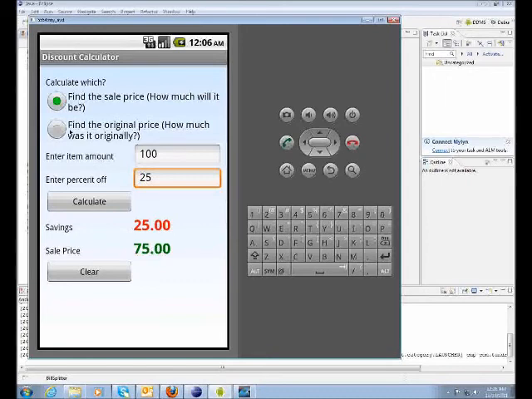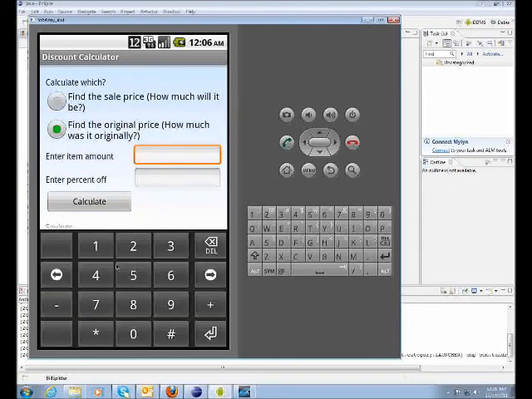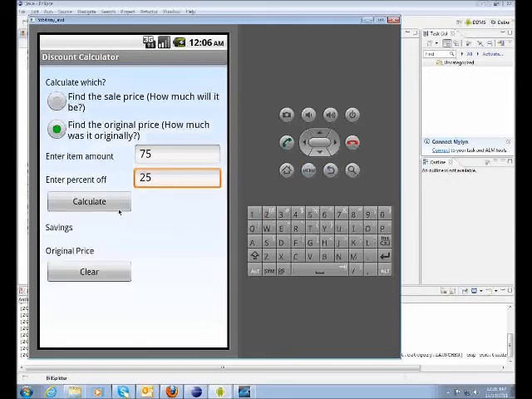Now you can actually do the reverse here too. If you see that something, let's clear this out, something was a sale price of $75 and it's 25% off, then it's going to tell you what your original price was, just to kind of give you an idea of what your savings are and what it was originally at. Just helps with the calculations while you're in the store.